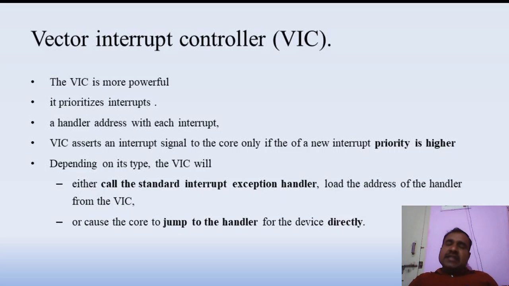So in the SIC, that is standard interrupt controller, we don't have any priority. In the vector interrupt controller, we have a scheme called priority. So based on the priority, it interrupts the processor. If a higher priority interrupt comes, then it will interrupt the processor. If a lower priority interrupt comes, it just ignores that interrupt. And upon the interrupt occurrence, it calls the SIC, that is standard interrupt controller exception handler, and loads the handler address, or you can directly jump to that handler also.